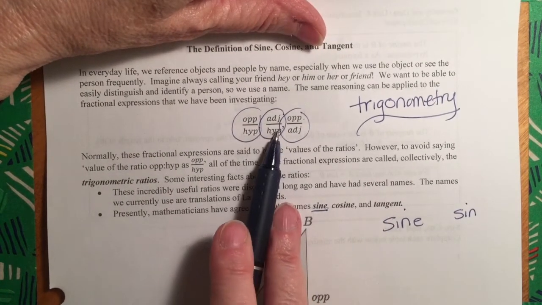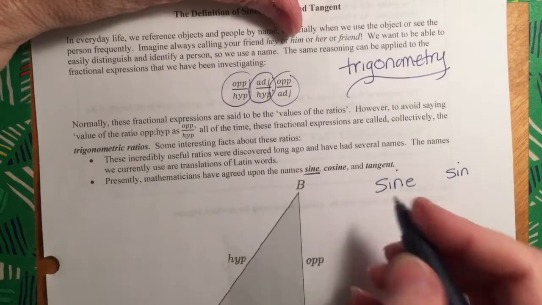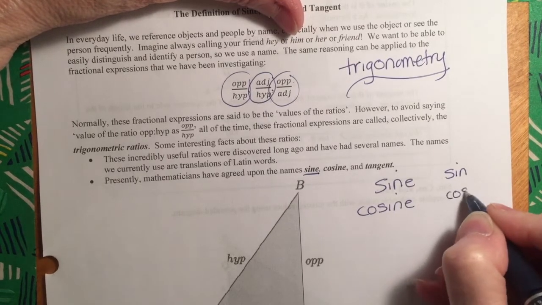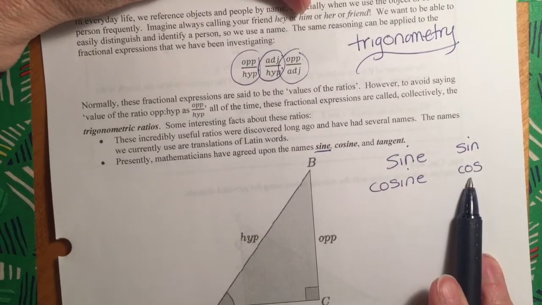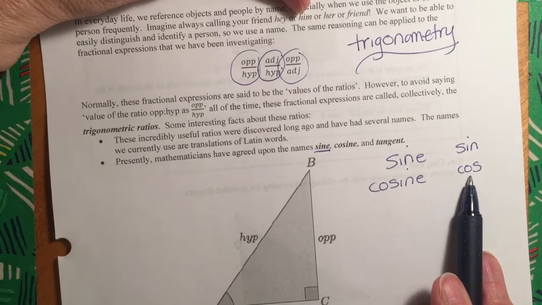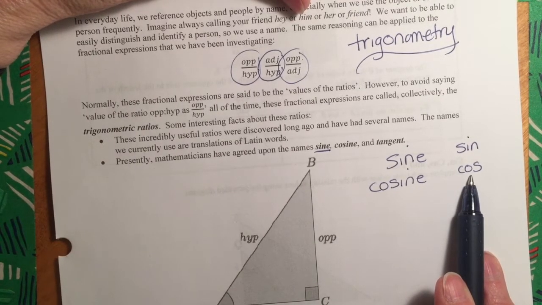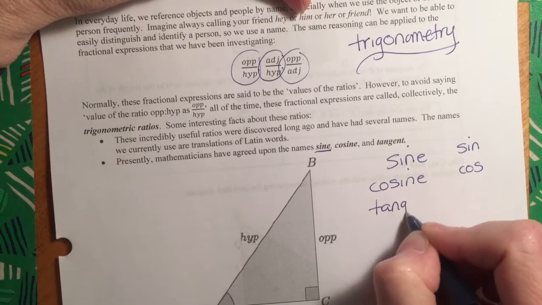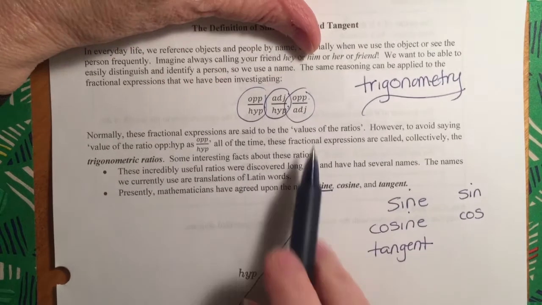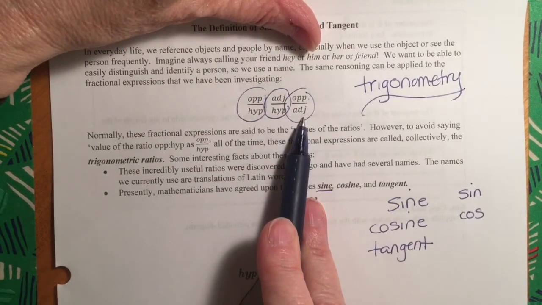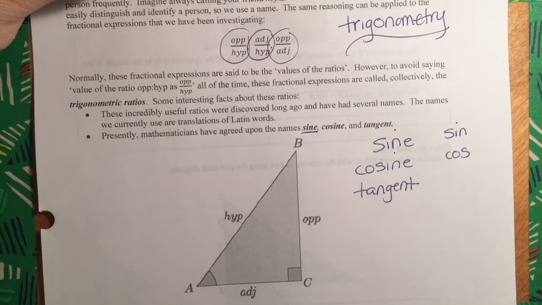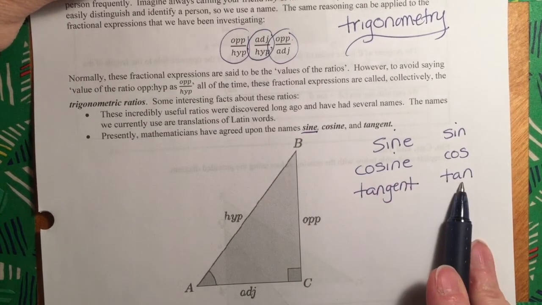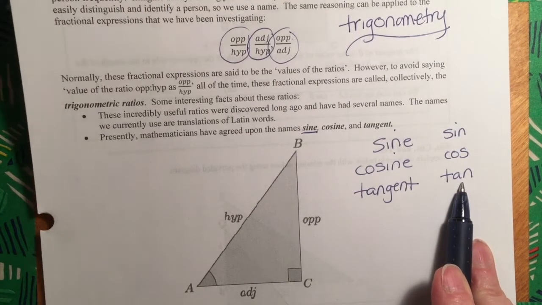The second one, adjacent over hypotenuse, has a name, cosine. And we abbreviate that COS. You don't pronounce that cos, you say cosine. So you write COS as an abbreviation, but you pronounce it cosine. And the last function is the tangent, and that is the opposite divided by the adjacent side lengths. Tangent, what do you think we abbreviate it as? T-A-N for tangent. You don't say tan, you say tangent, okay?